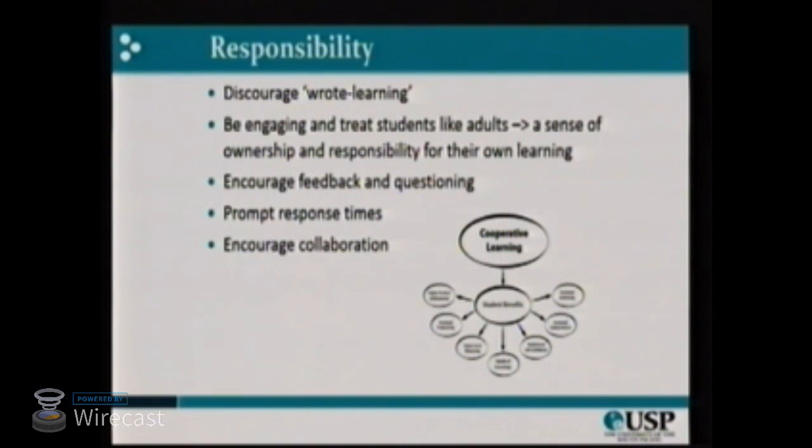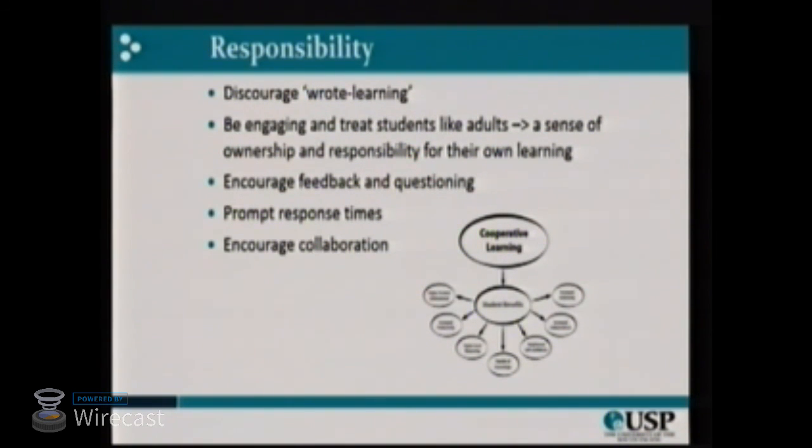So I have a responsibility, and I like to always remind myself of this. Discouraging rote learning. We all know about rote learning and how it's not really a great way to learn or to teach. To be engaging and treat students like adults. Now really, this is the relationship that's formed between myself and my students, and I believe is the way that success can occur in terms of effective teaching.